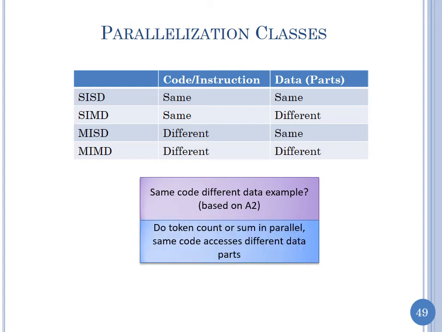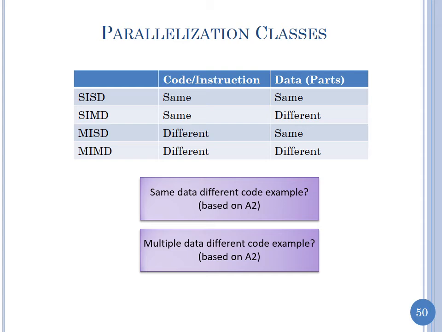So we're doing token count or sum in parallel, and same code accessing different data parts. So we have this long list, and we go and create these children threads that do different parts of it, and then we go and combine the values later. Okay? So that's an example of same code but different data.